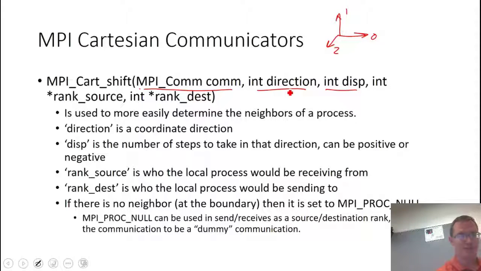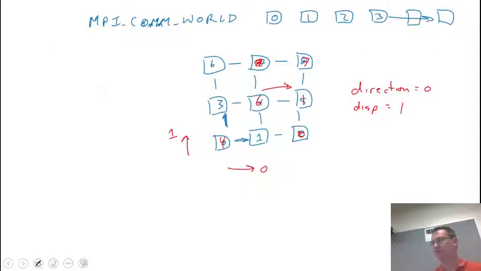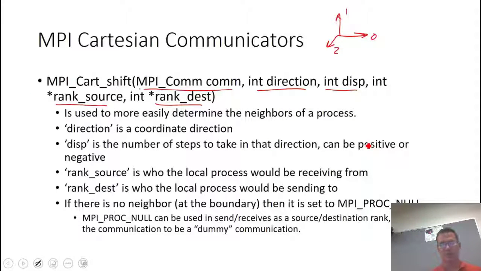And then you give it 2 pointers, the rank source and the rank destination. And the reason being is it's actually going to tell you who's to the left and the right of you in the same function call. So if you say direction 0, displacement 1, okay, that's moving in this direction, that is going to be your destination, meaning I am sending values in that direction. And then it's also going to tell us our source. Who are we receiving values from? All right, and so that is why there's 2 of these. One tells you basically who's to the left, and the other's telling you who's to the right.